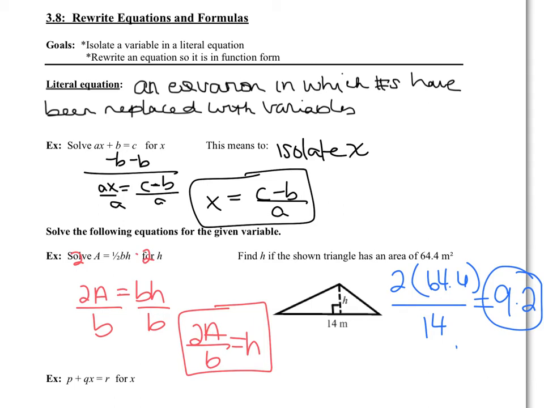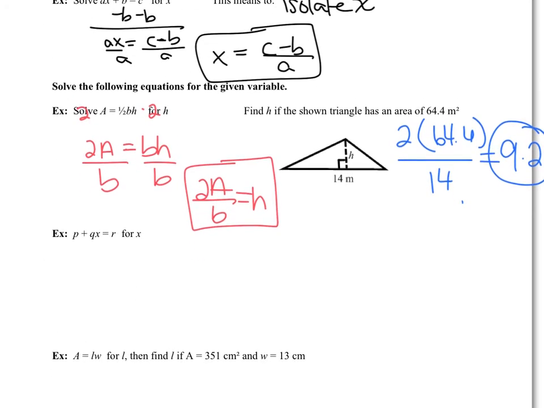So the reason this can be useful is if I had to find multiple heights for different areas and bases over and over again, I've already solved my equation, so I can just calculate every time twice the area divided by the base.